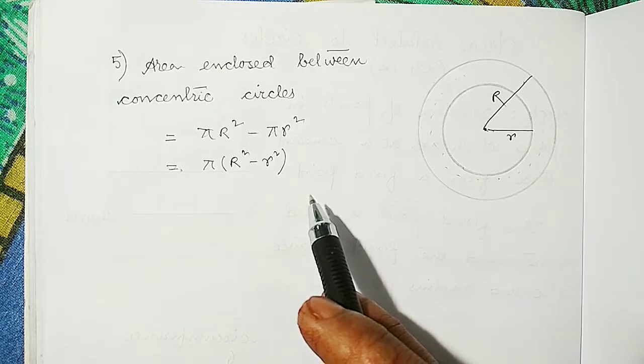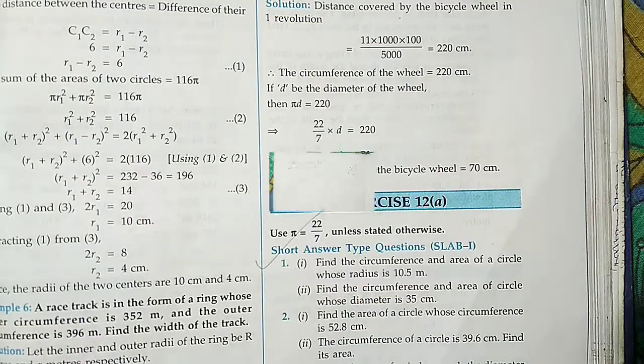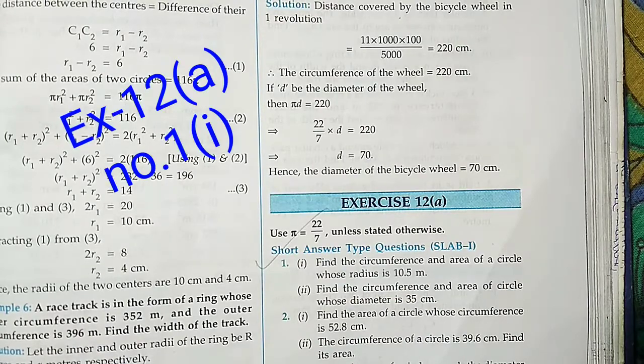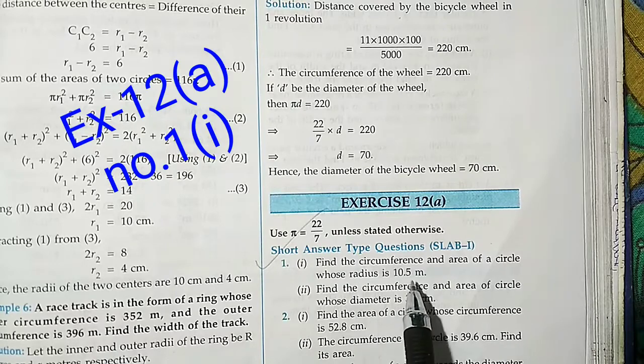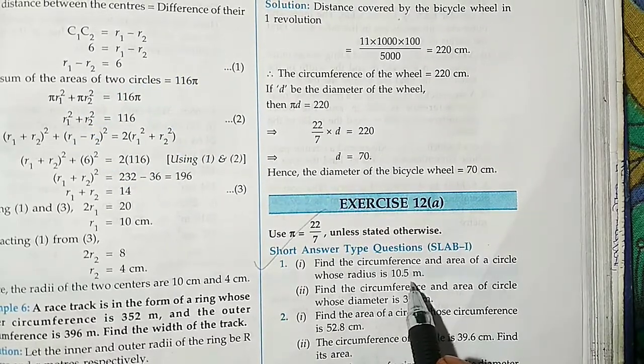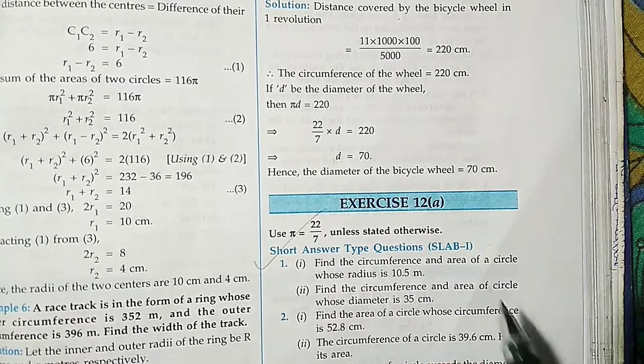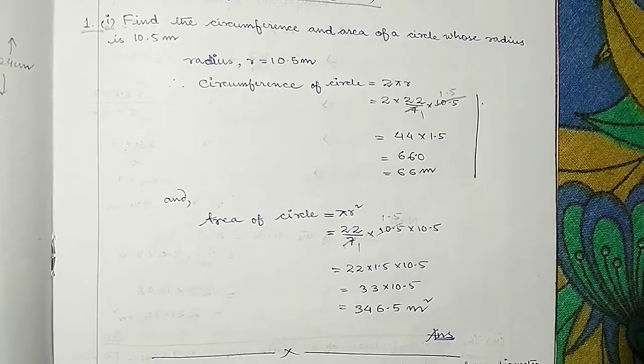Now we can start the sums of the first exercise, that is 12A. In exercise 12A, the first question is: find the circumference and area of a circle whose radius is 10.5 meter. That means here the radius is given and we have to find the circumference and area of the circle.